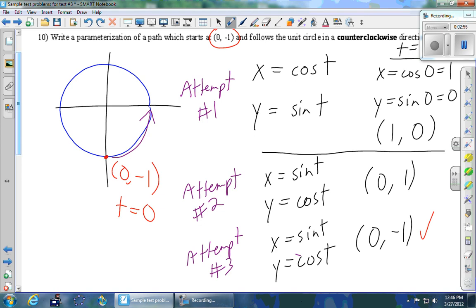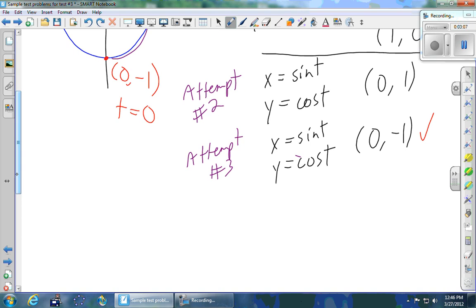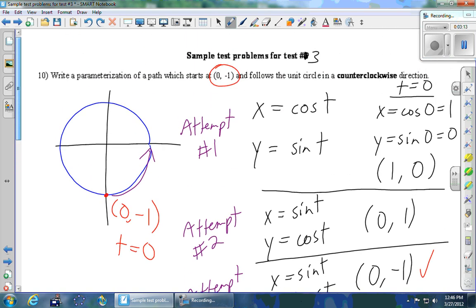So the only other question we have to answer is, are we going the right direction? We're starting at the bottom at 0, -1, but I want to know if we're going clockwise or hopefully counterclockwise. So to decide which way we're going, what we're going to do is plug in not t equals 0 anymore, but we're going to plug in t equals pi over 2. In fact, you can plug in t equals any number to kind of just see where you are.